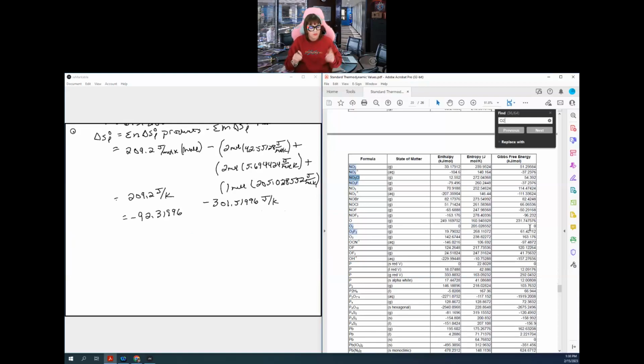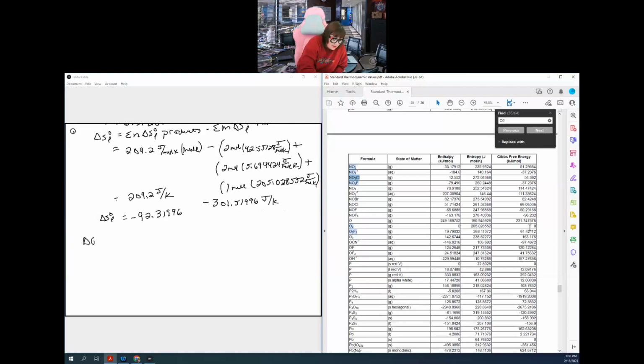It passes my smell test because I'm going from 3 separate entities, one of which is a gas, to a single solid. So I would expect that to be less, there's less disorder there. Even though that molecule is bigger and therefore has more arrangements within it, that's not as big of a factor as having separate molecules. Okay, so that's the value that I calculate for delta S.